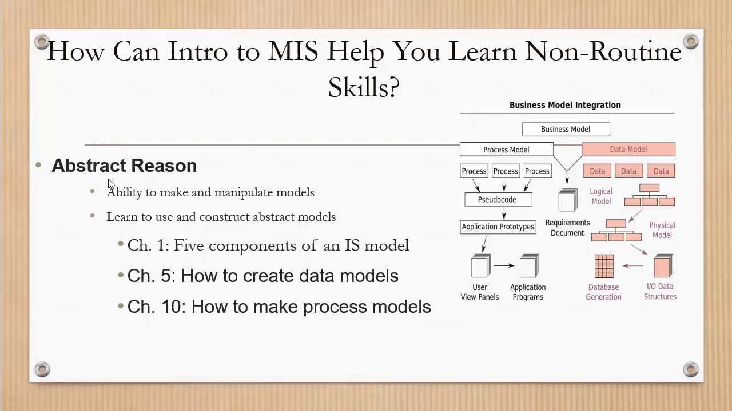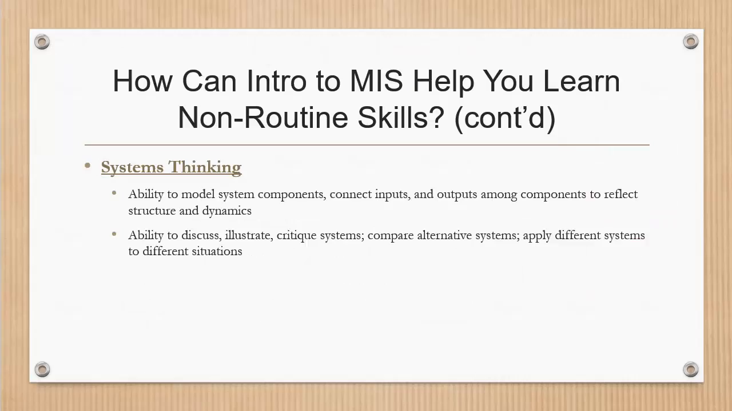So we just talked about abstract reasoning and how MIS could help you with that. So we'll go on to the second important skill you should have, and that's systems thinking. Again, that's thinking about how to use your inputs in order to transform those through some kind of processing into some outputs. And so that's at a very high level.